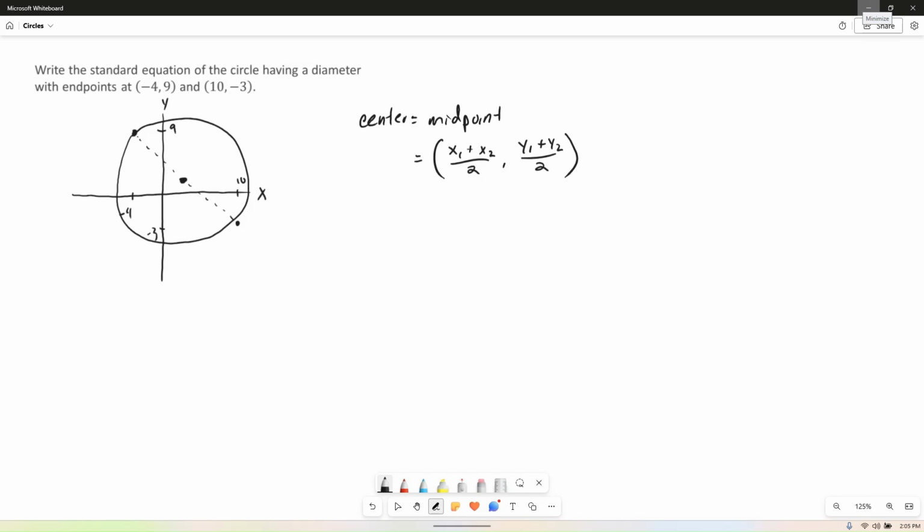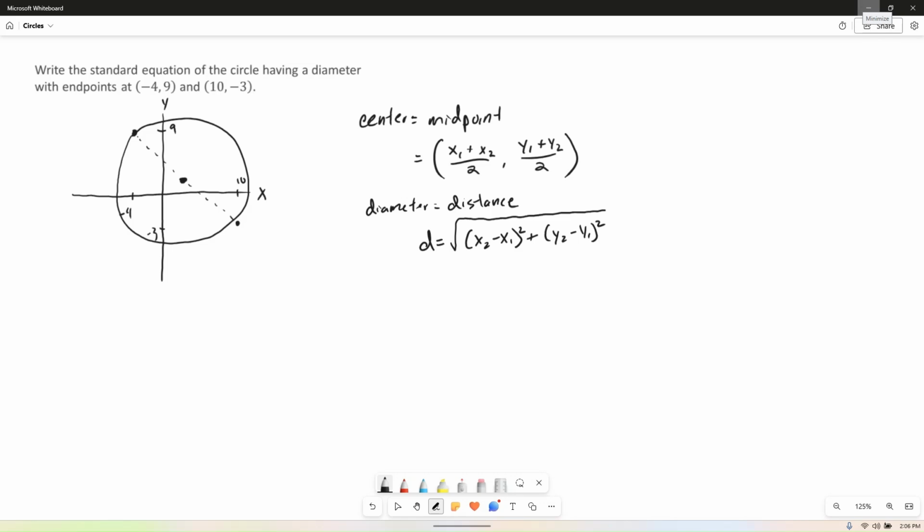And then we could find the length of the diameter using the distance formula. And so the distance formula, remember, d is equal to the square root of a big quantity, and inside we're going to have x2 minus x1, quantity squared, plus y2 minus y1, quantity squared. So we could do that. We could use the midpoint formula to find the center, and we could use the distance formula to find the diameter, and then once you have the diameter, you can find the radius.